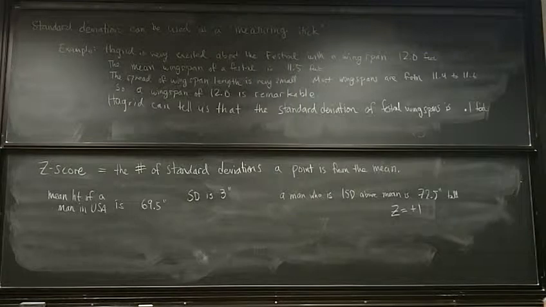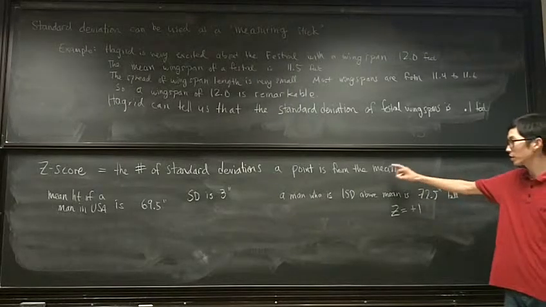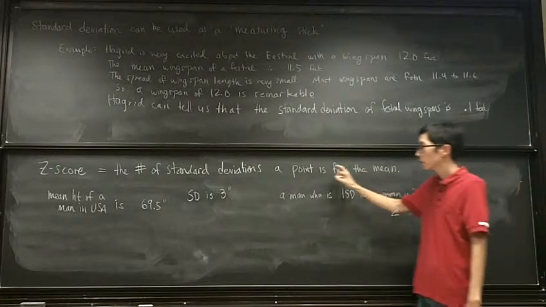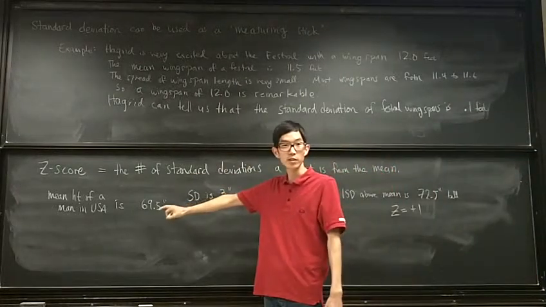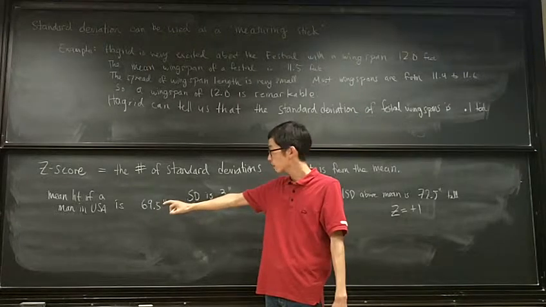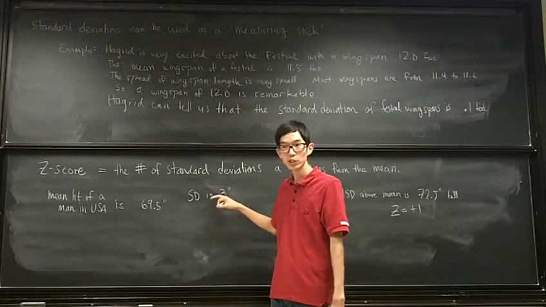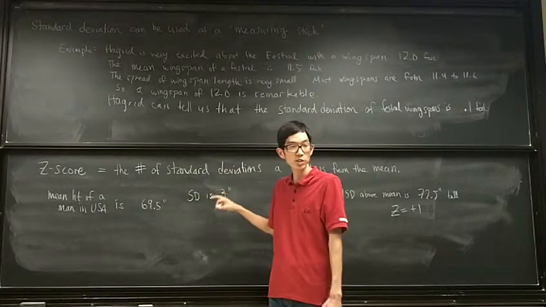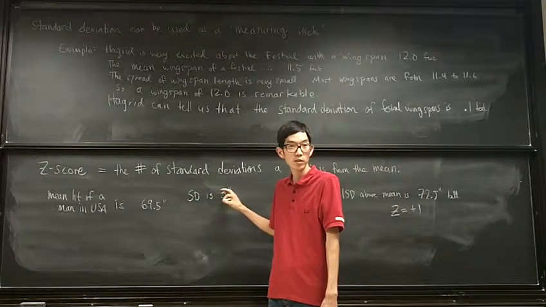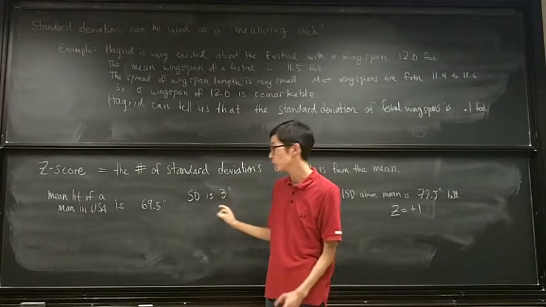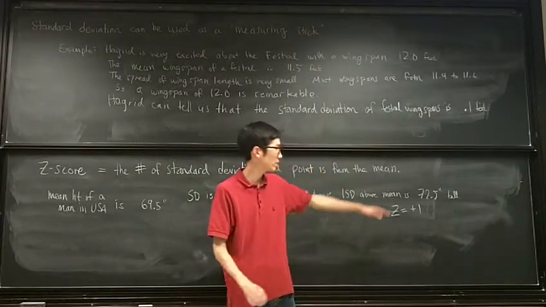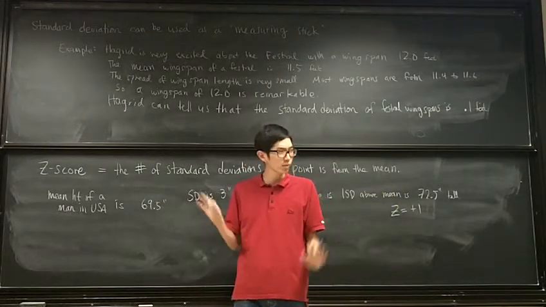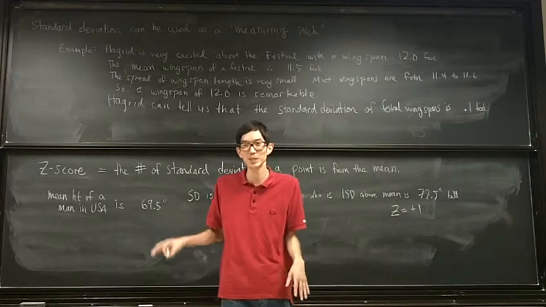No, it doesn't? The z-score is the number of standard deviations a point is from the mean. The mean is 69.5. The standard deviation is 3 inches. So if I'm 1 standard deviation above the mean, how many inches above the mean am I? I'm 3 inches above the mean, which puts me at 72.5 inches. I just added 3. Are we struggling with the decimal? Should I get rid of the decimal?